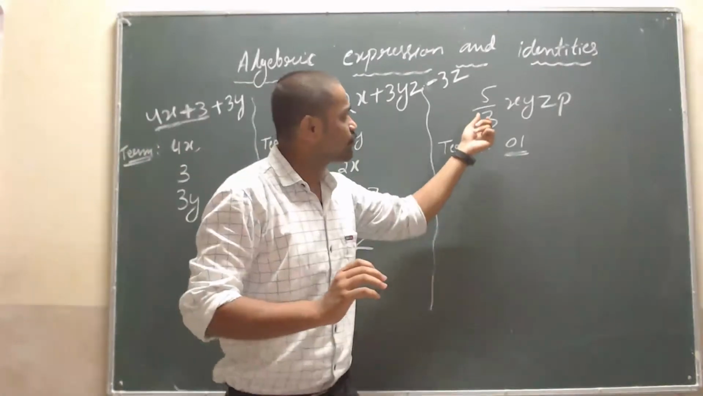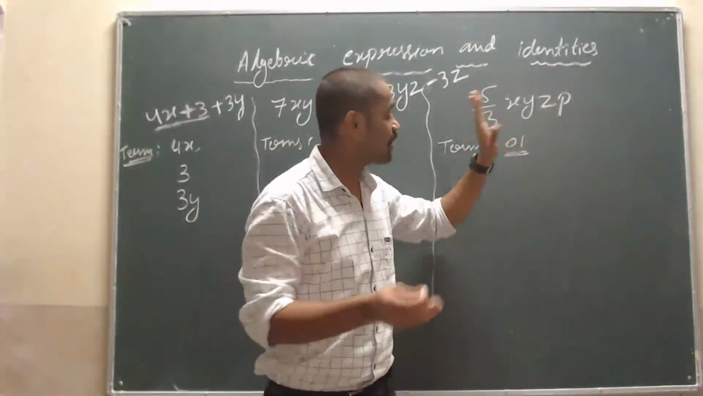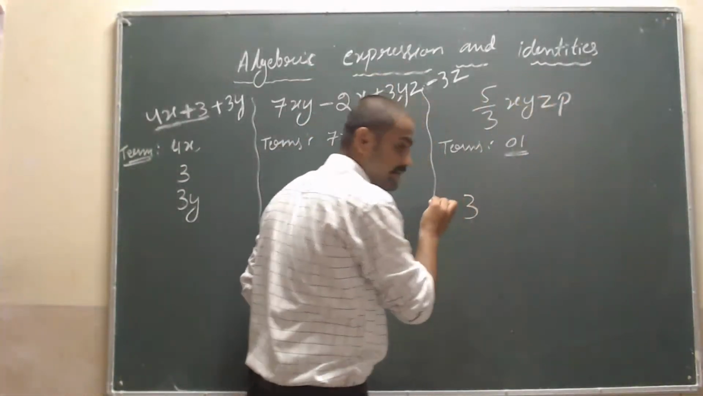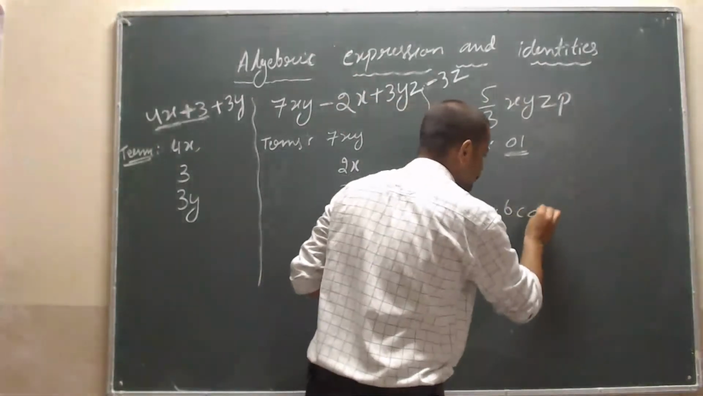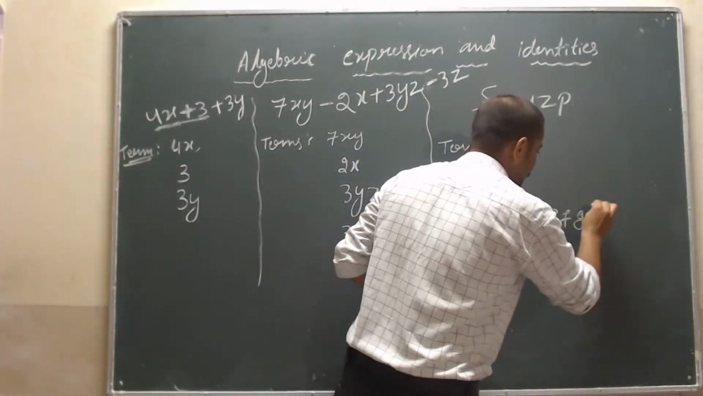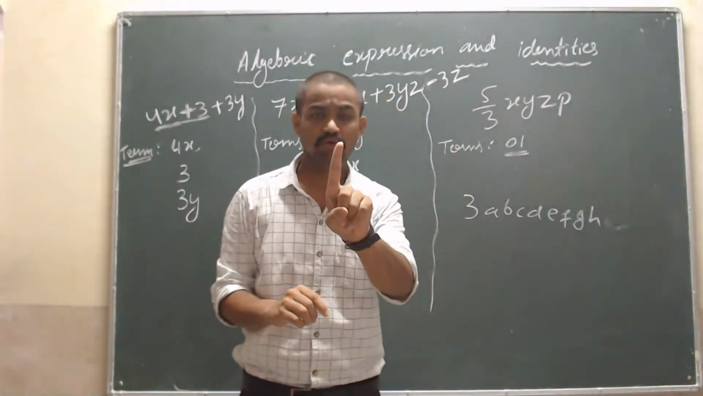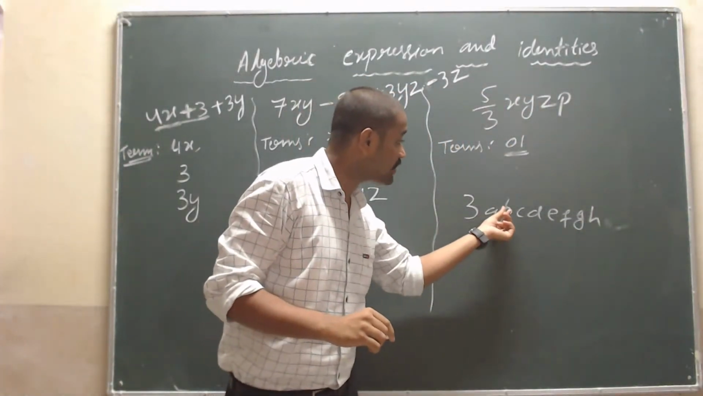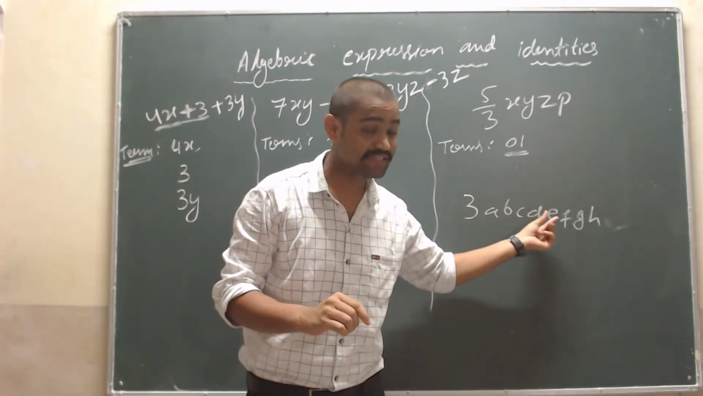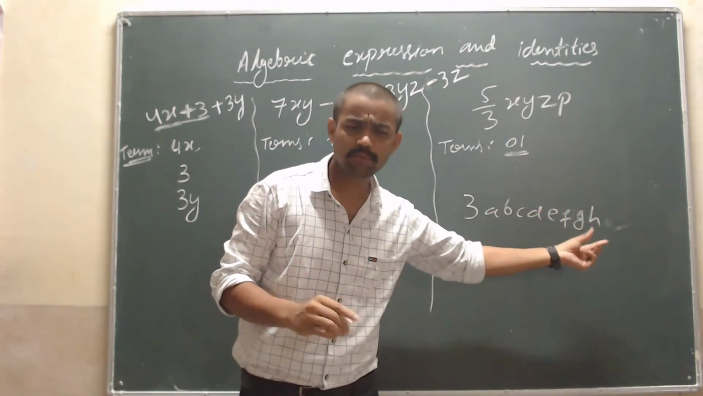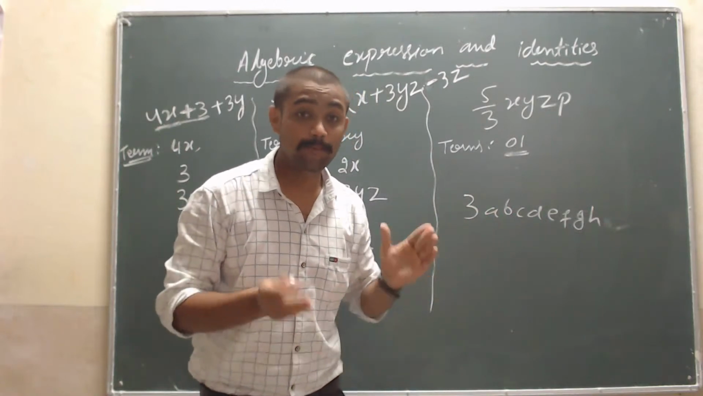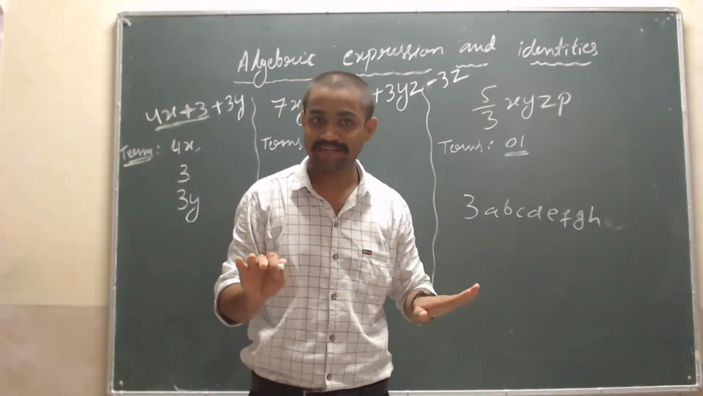Here, sir, only one term. Why, sir? You have written the alphabets A, B, C, D, E, F, G, H. How many terms? Only one term, because all these alphabets are in a product. If it is a product or divide, it is of no use for increasing terms.